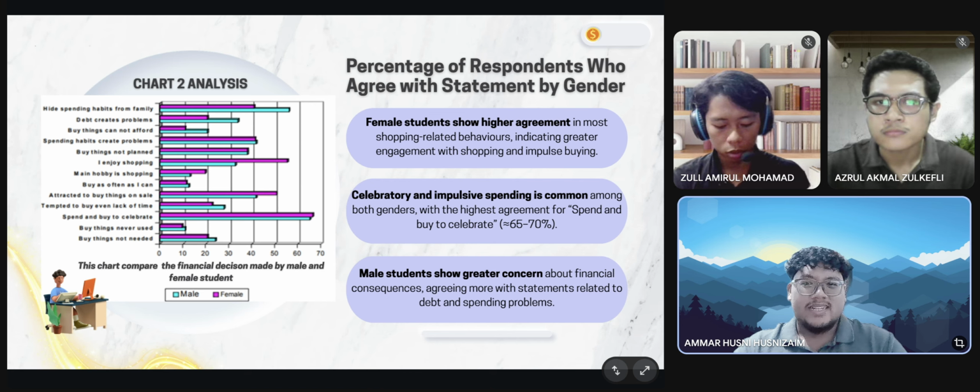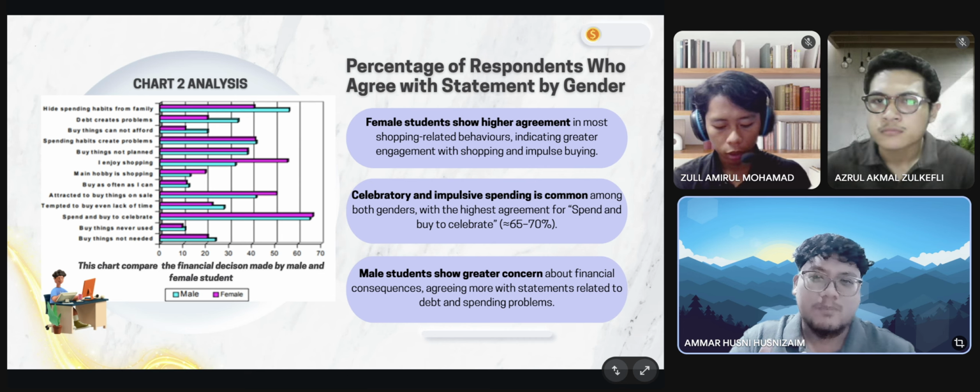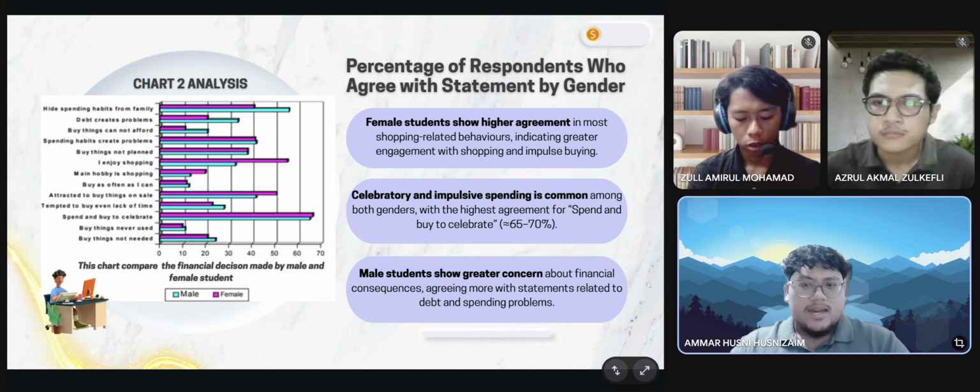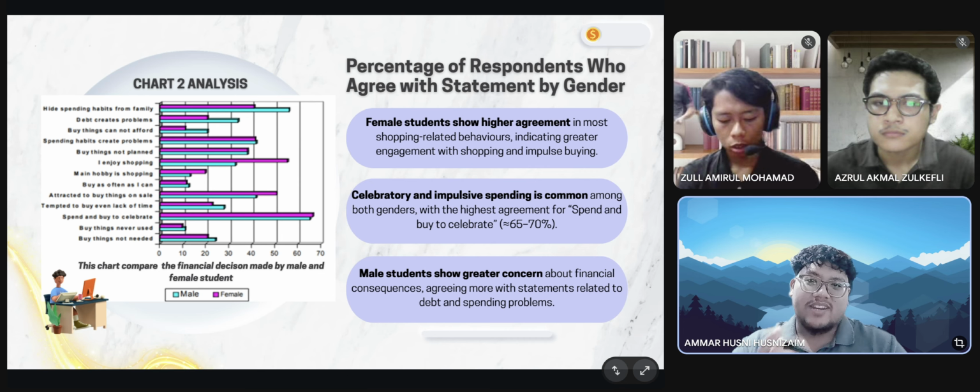In summary, this data reinforces the importance of financial education and financial awareness among university students. Understanding these behavioral patterns is crucial in addressing financial stress and promoting better money management practices.